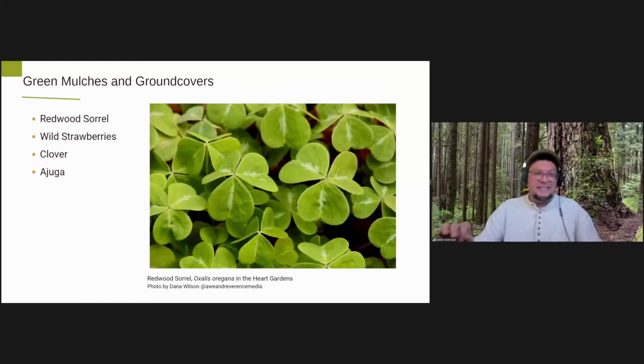I also use extensive green mulches and ground covers, including redwood sorrel, which I love, wild strawberries, red clover, ajuga. And this has worked really wonderfully in creating habitat for the soil and beneficial organisms, slowing the movement of water through the ground, spreading it out through the soil, sinking it into the ground, and storing it for longer by preventing surface evaporation.